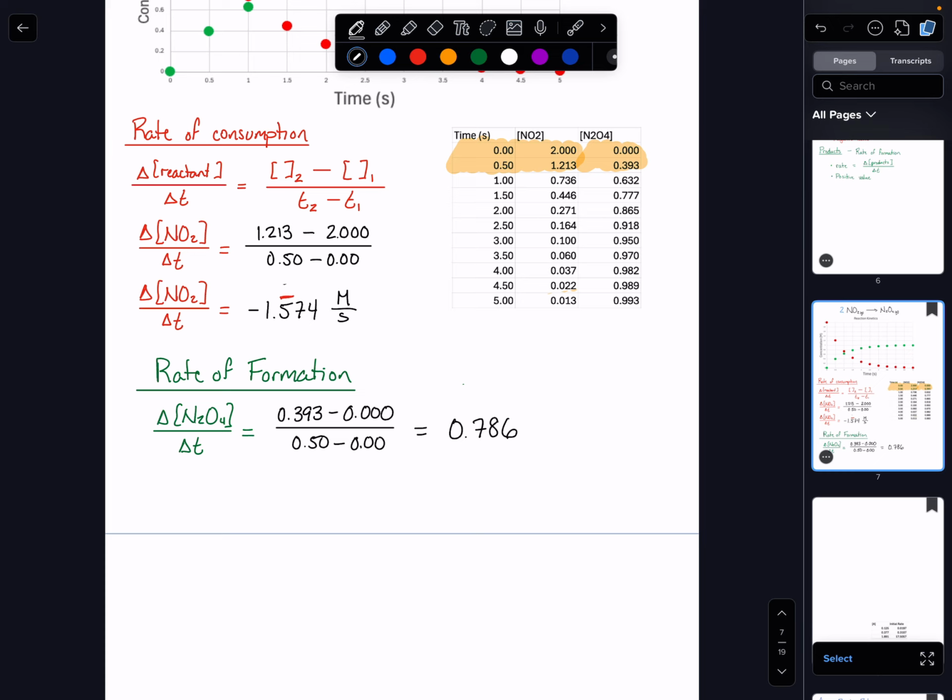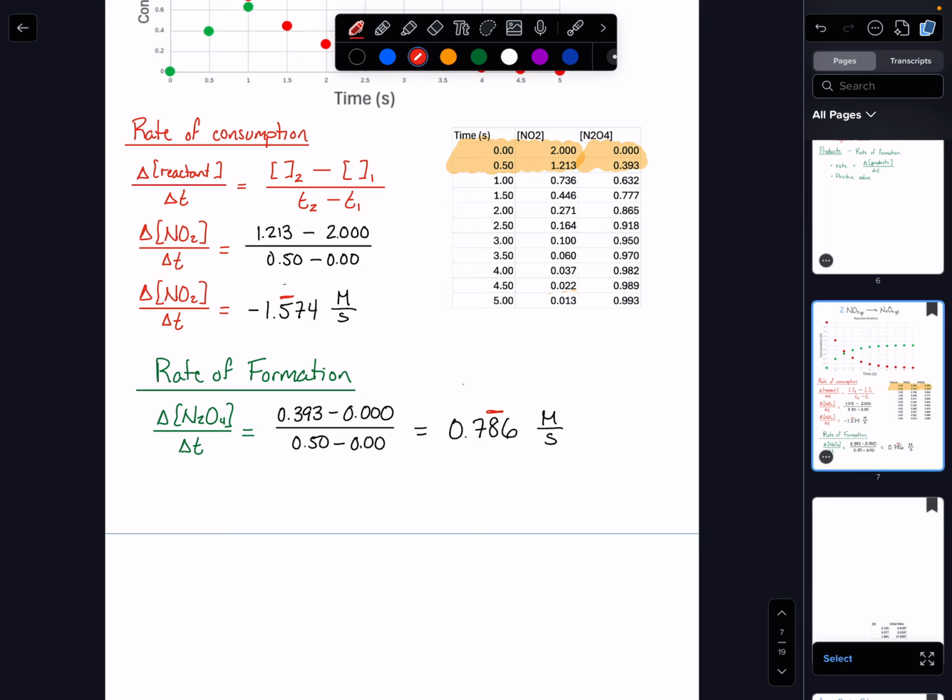All right, so I take that second data point's concentration, subtract that first data point, divide it by that change in time, and I get 0.76. Again, our units are in molar per second. If I'm being good, we're going to mark those two sig figs.